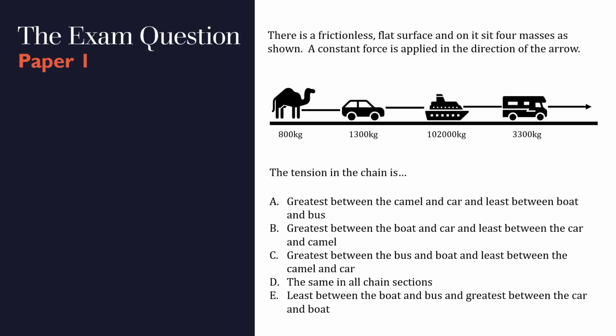The tension in the chain is greatest between the camel and car, least between boat and bus. Greatest between boat and car, least between car and camel. Greatest between the bus and the boat, and least between camel and car. The same in all the chain sections, or least between the boat and bus, and greatest between the car and boat. So many options there, and they are quite long worded, and that can often throw you off, but stick with it and don't let your brain confuse you.